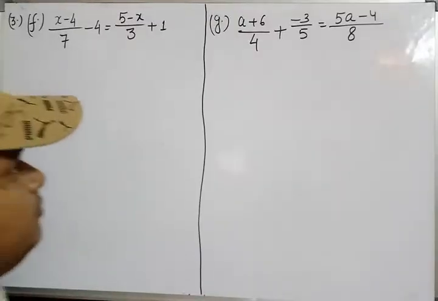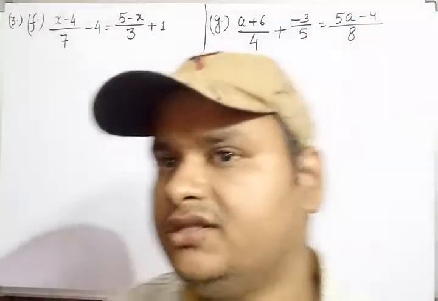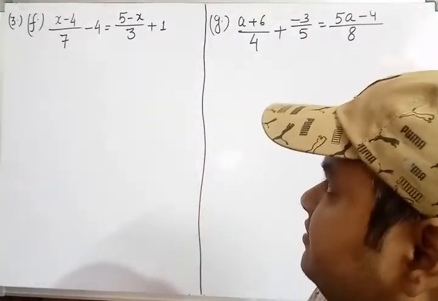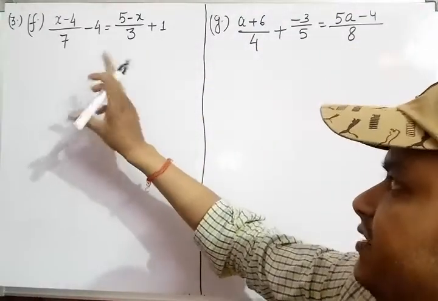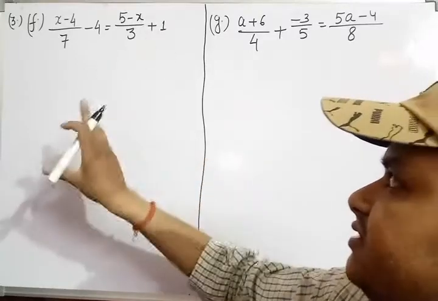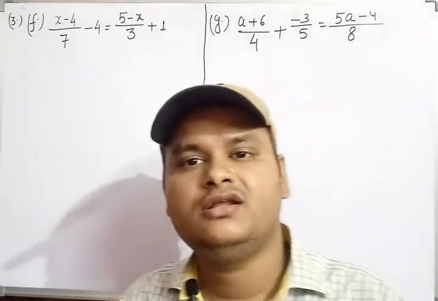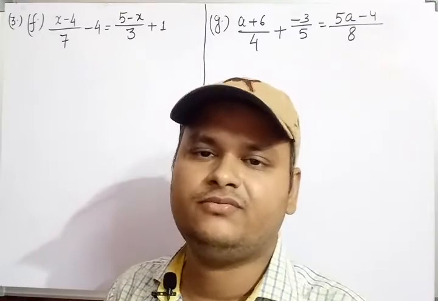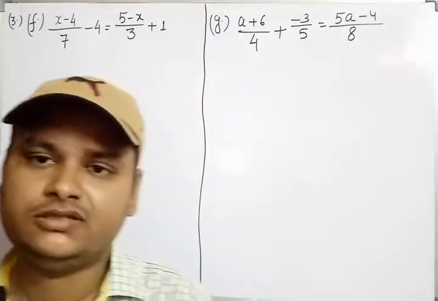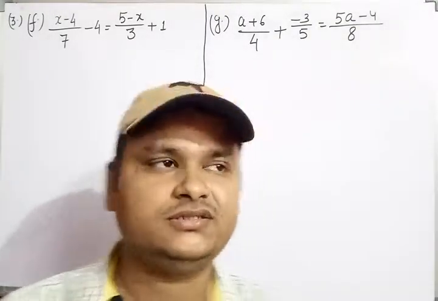Now student, we are moving to another type of question. Here the question number F is (x minus 4) upon 7, minus 4, is equal to (5 minus x) upon 3. So student, there are lots of varieties of questions given in question number 3, so again we have to apply the same method.